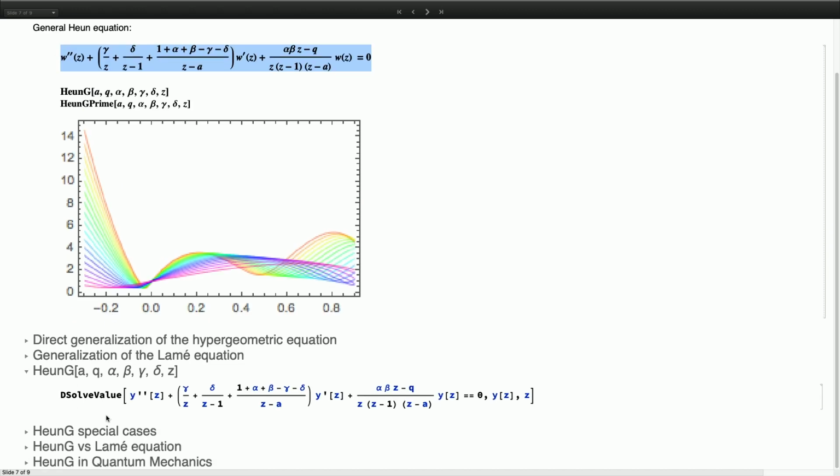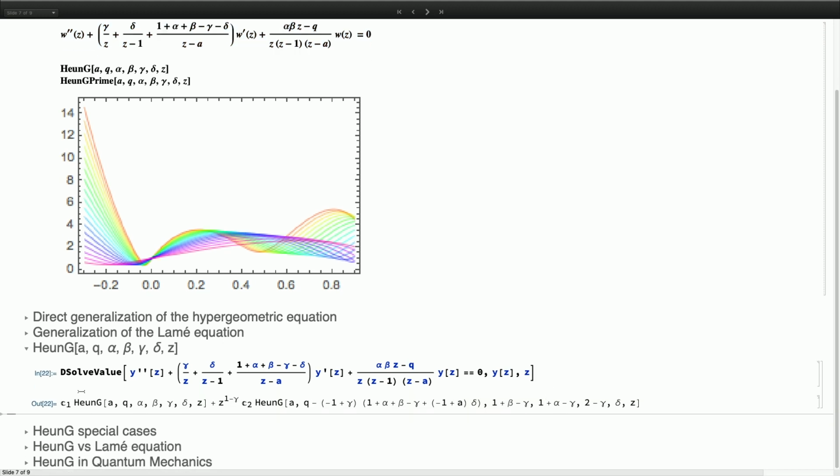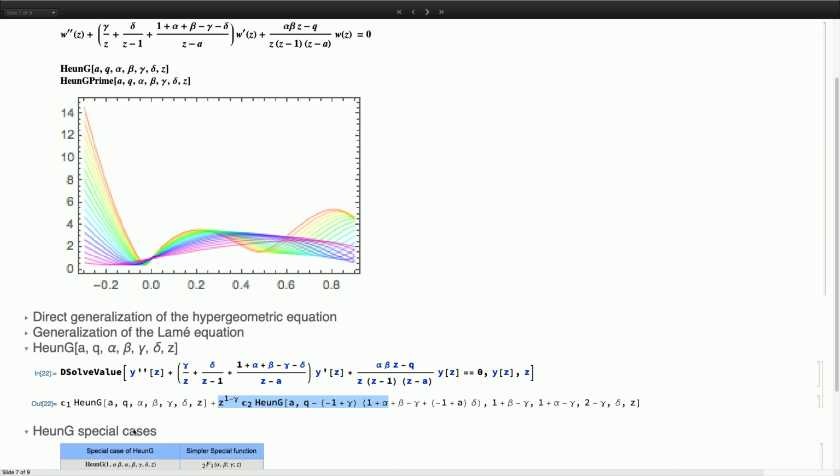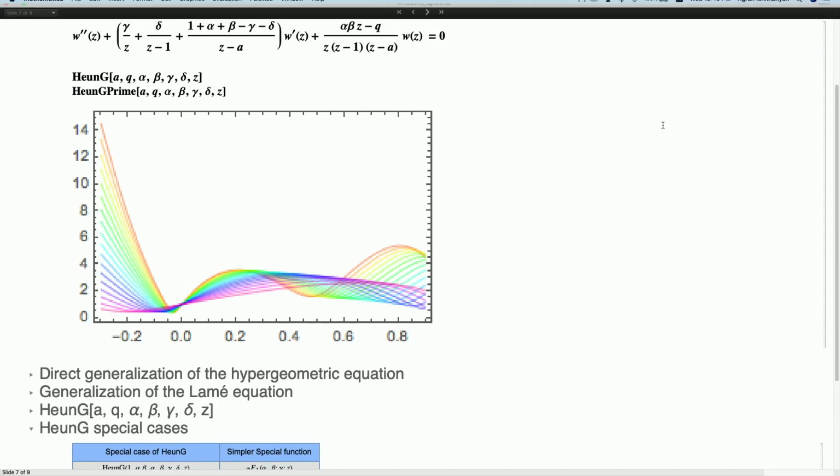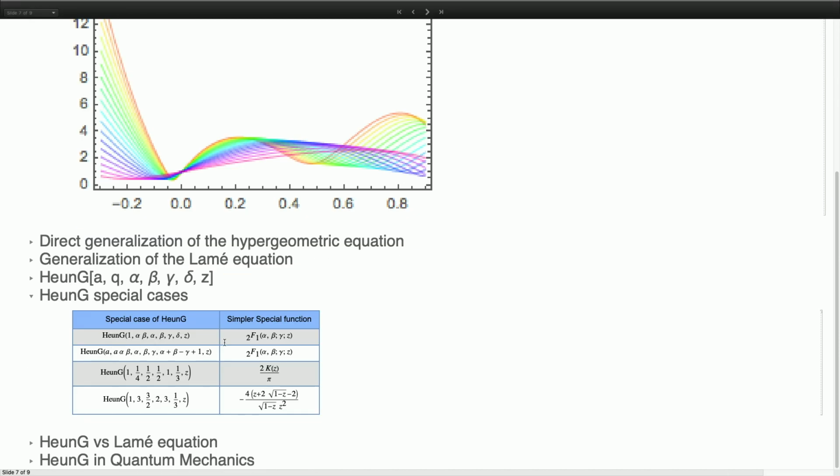Okay, what about HeunG? HeunG is just the simplest solution of this equation. Another, second fundamental solution is written using also HeunG functions. Let's take a look at special cases of HeunG. I will make it bigger. Okay, so the 2F1 function itself is a specific case of HeunG. We can see here that we are just specifying the parameters of HeunG, and this is the hypergeometric 2F1 function.